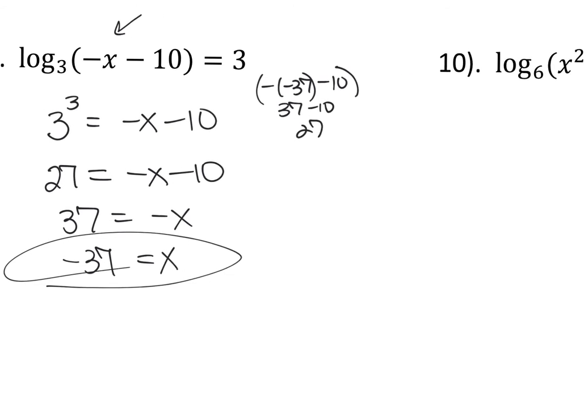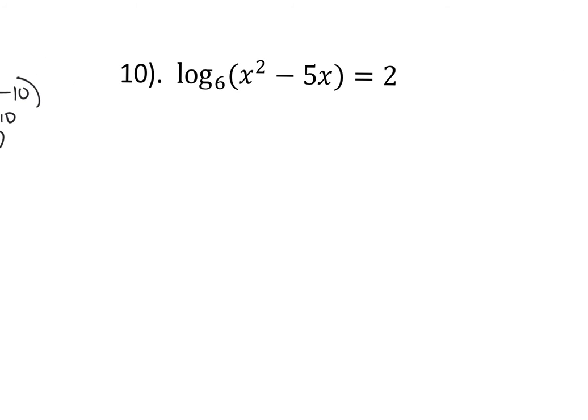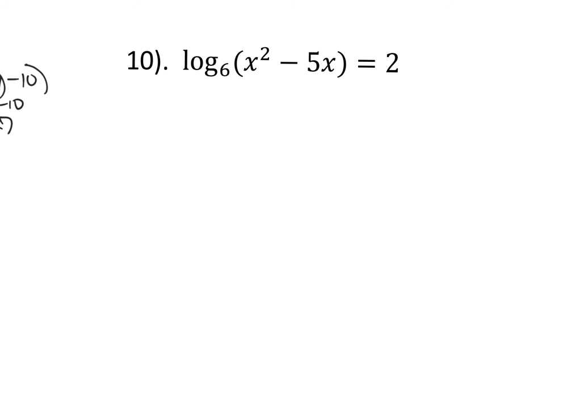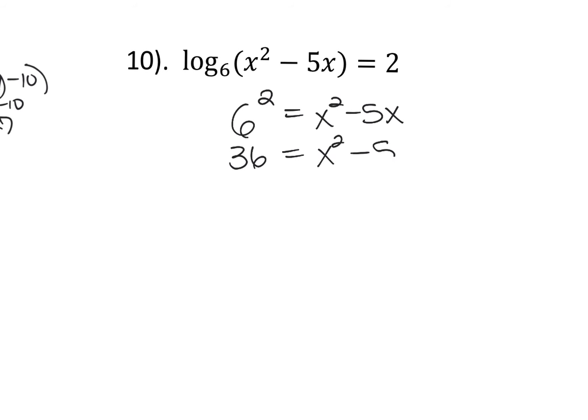And last but not least for type 1, log base 6 of x squared minus 5x equals 2. Log only on one side, so I'm converting to exponential form. Base to my exponent equals my argument. And unlike any of the previous ones, we're left with a quadratic equation. Anytime you're left with a quadratic equation, get everything on one side equal to 0. So I'm going to subtract 36.